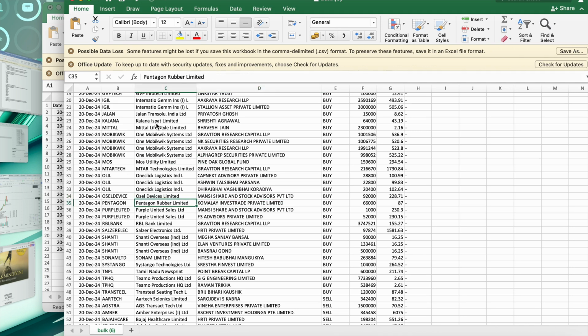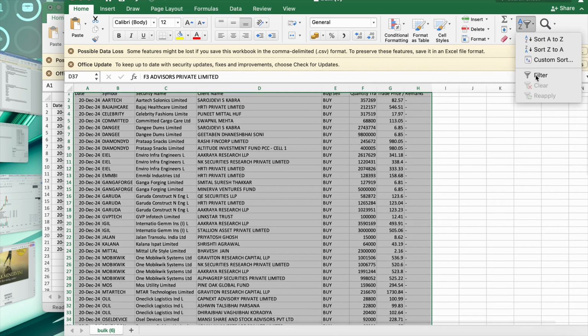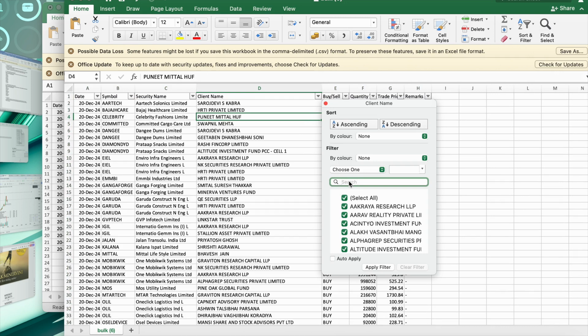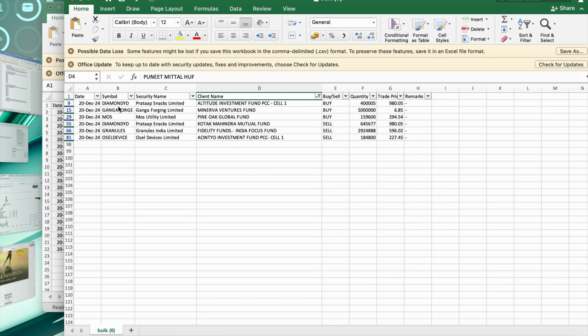Now I'm not interested in all the stocks. I'm actually interested in the fund houses only. So what I do is I select all, I add a filter, and then I go to client name and I select FUND, and then I select apply filter. Now it gives me a smaller number of stocks, right?